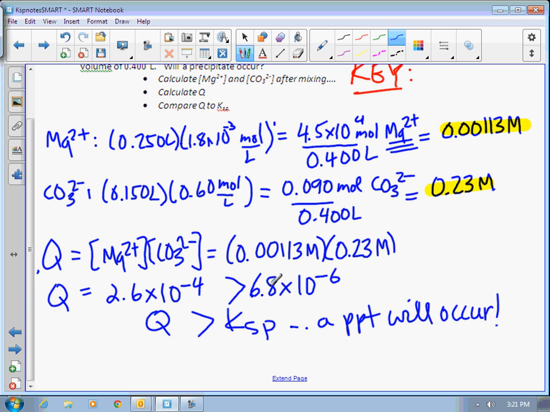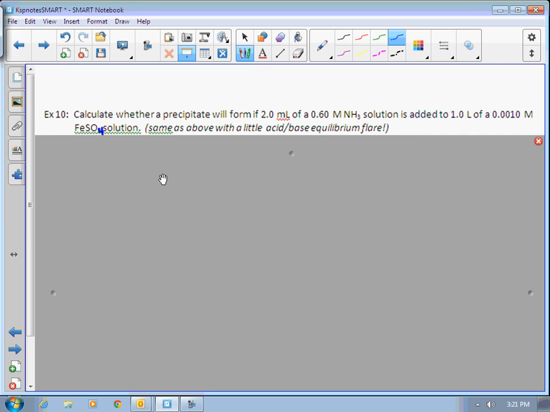So when I mix these two, just like every double replacement reaction that you're used to, the solution would get cloudy and you'd eventually see a precipitate settle to the bottom. All right, that's as hard as I can make that one. This one is a little bit tricky.